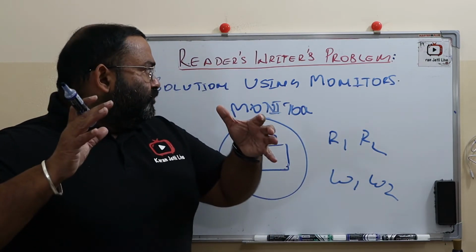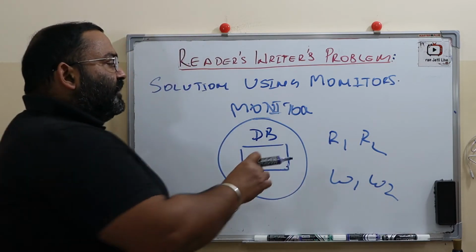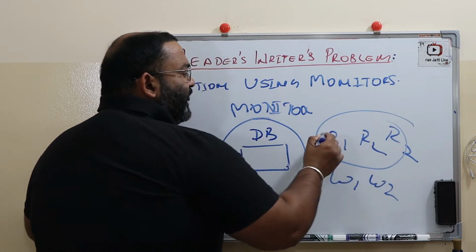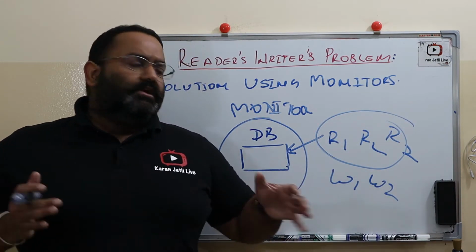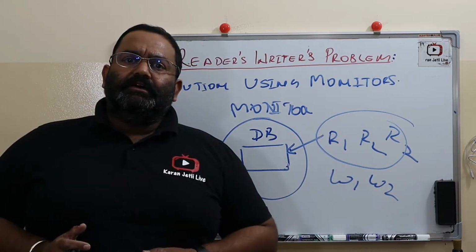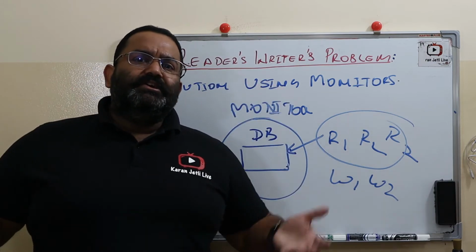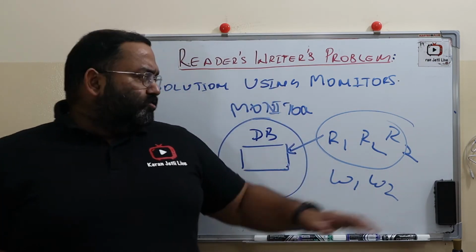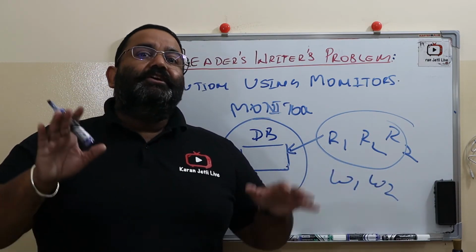But to solve this problem, what is the condition? We can allow multiple readers to read the database at the same time, because reading is not changing or updating or deleting the data. They are just trying to get the value. So even if multiple readers read it at the same time, we have no issues.